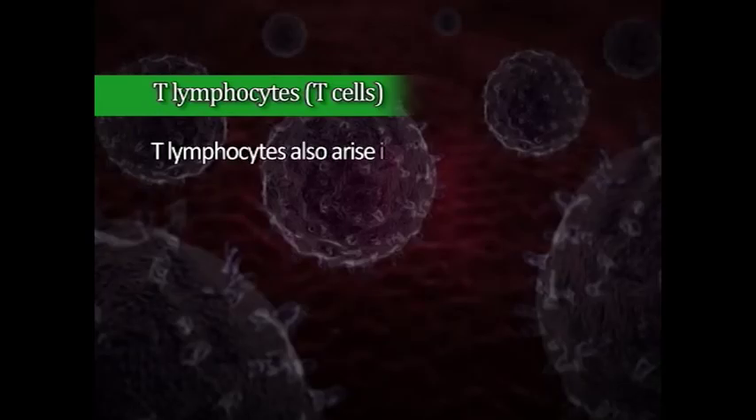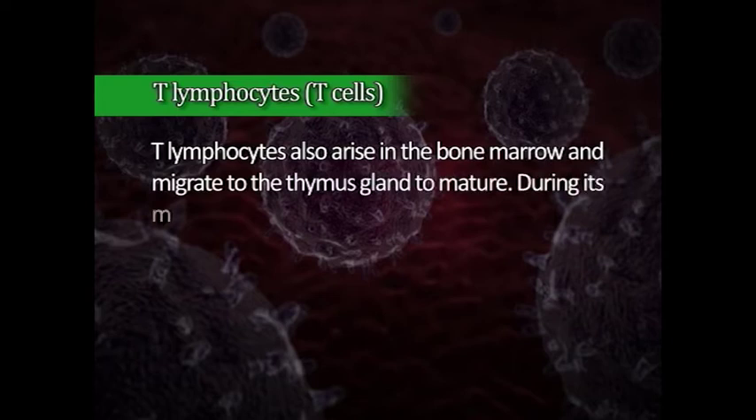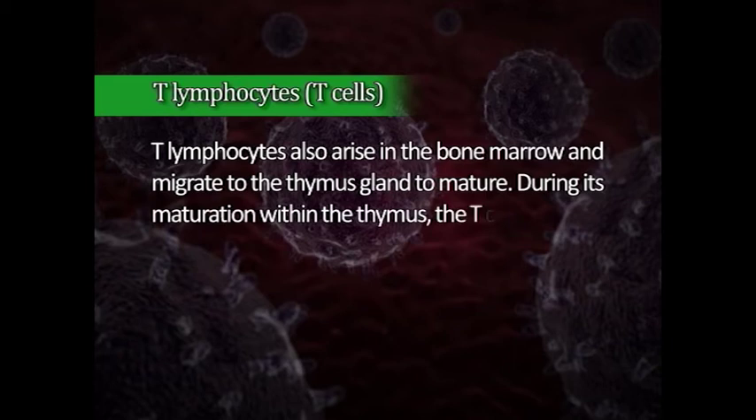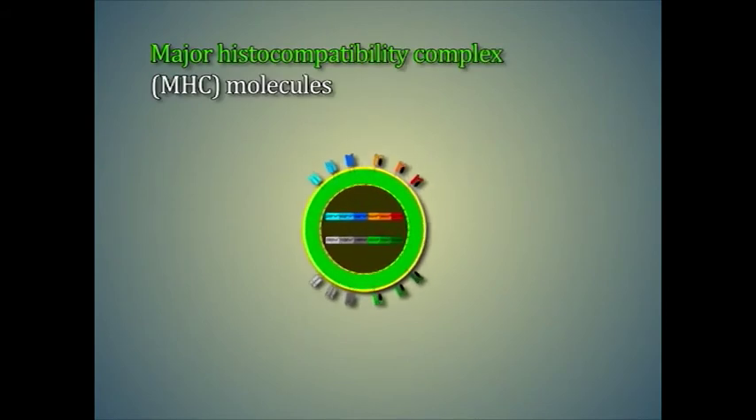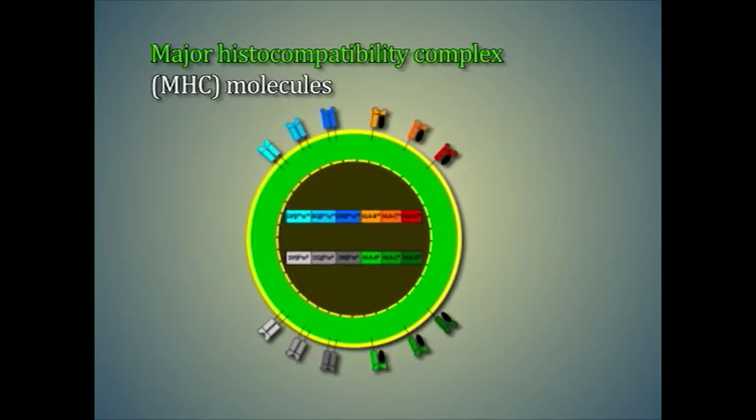T lymphocytes also arise in the bone marrow and migrate to the thymus gland to mature. During its maturation within the thymus, the T cell comes to express a unique antigen-binding molecule called the T cell receptor on its membrane. Unlike membrane-bound antibodies on B cells, which can recognize antigen alone, T cell receptors can recognize only antigen that is bound to cell membrane proteins called major histocompatibility complex or MHC molecules.